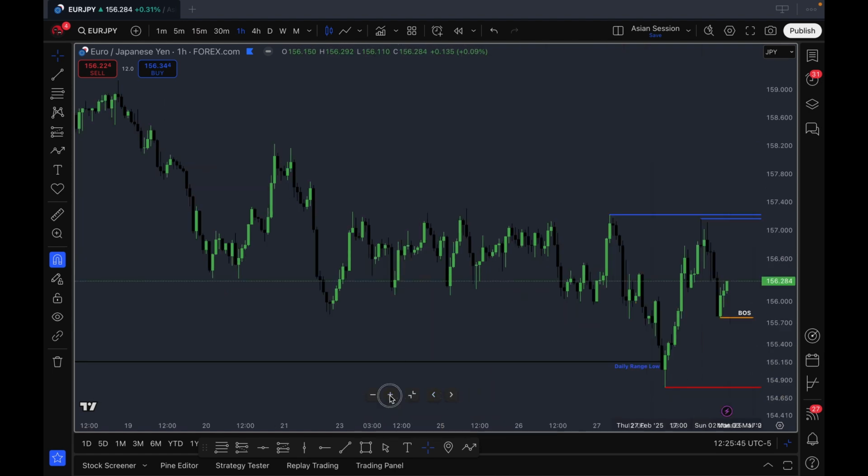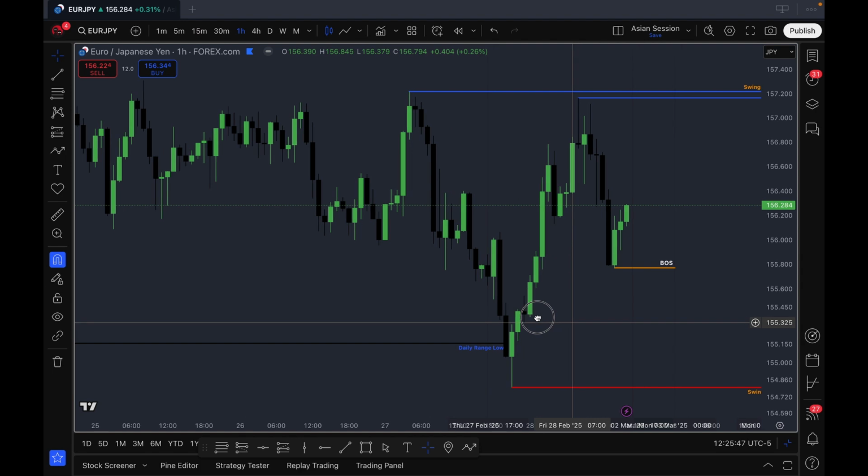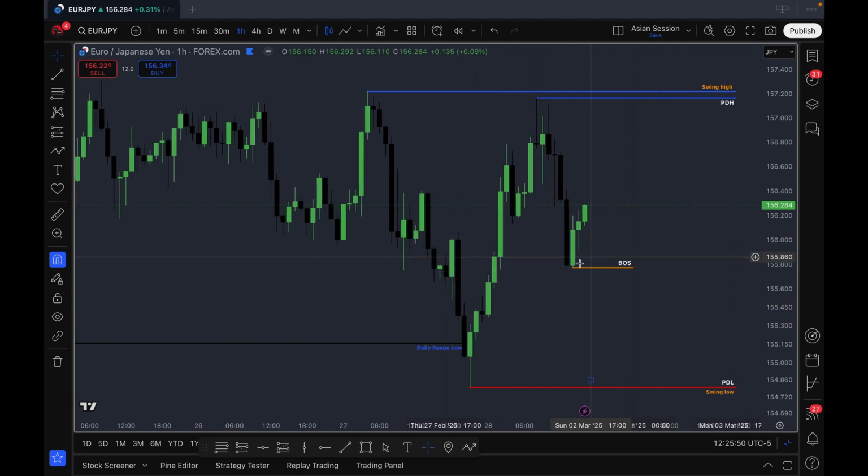I'm looking for selling opportunities on euro yen, and my selling opportunities will happen once break of structure is broken to the downside. All this will be debunked if swing high has been taken out. If swing highs get taken out, then euro yen has changed its bias, and I'll be looking for opportunities to the other side. So yeah, that's my look on euro yen.